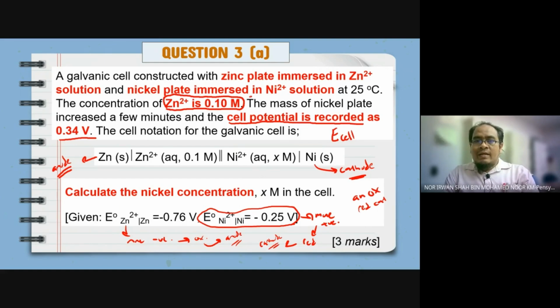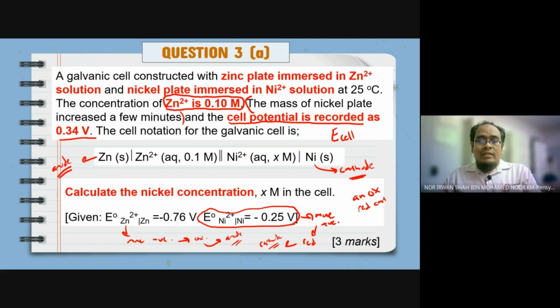Ni. The mass of nickel plate increase in few minutes. Sebab apa? Sebab nickel adalah cathode. So bila nickel adalah cathode, dekat cathode compartment, apa akan berlaku? Nickel 2+ from the electrolyte akan terima electrons daripada mana? Daripada zinc. Dia akan terima 2 moles electrons kan? Daripada zinc, dan nickel 2+ akan reduce jadi solid nickel. Dan solid nickel ini akan pergi mana? Dia akan deposited dekat nickel electrode.